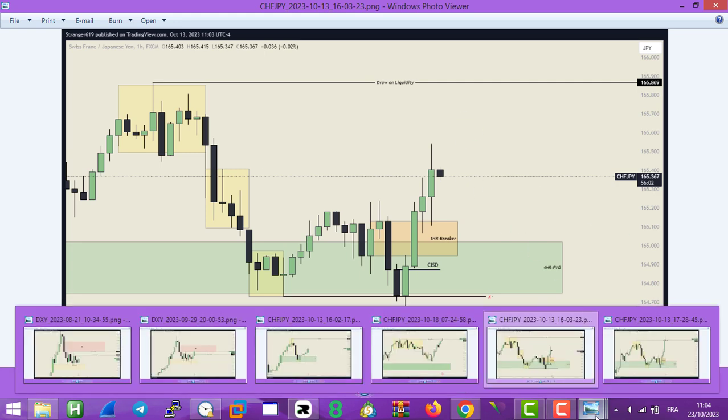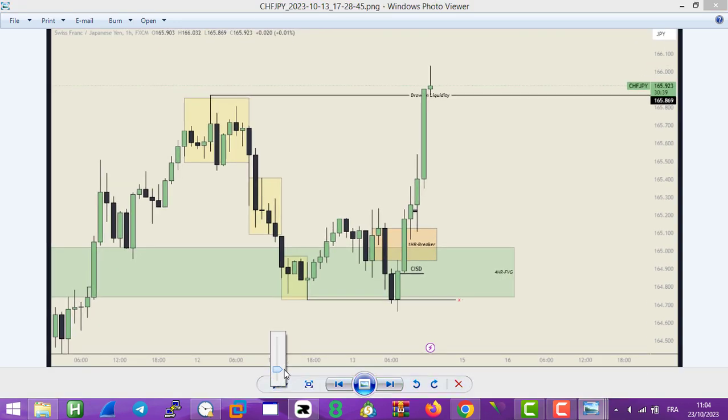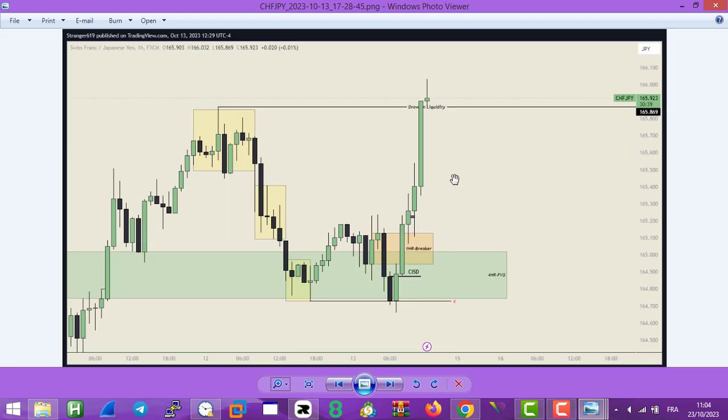And now let's see the result. As you can see here, price went straight to that pool of liquidity. So again, we are working with probabilities. I'm not saying that 100% price will go exactly to this point and it will not reverse. It can happen. Price can reverse from here, but we are talking about 10% of the times, right? 90% of the times, price will respect this approach, right?